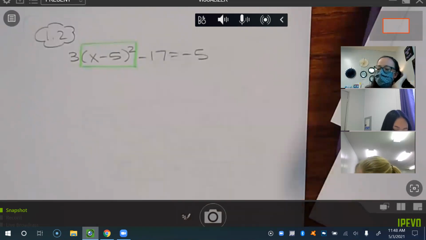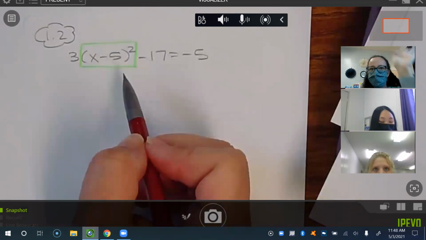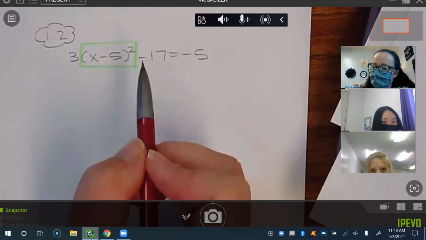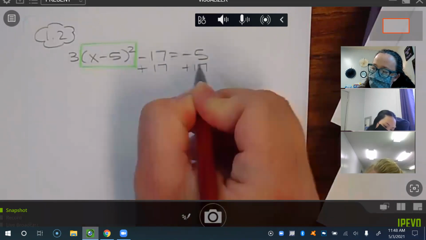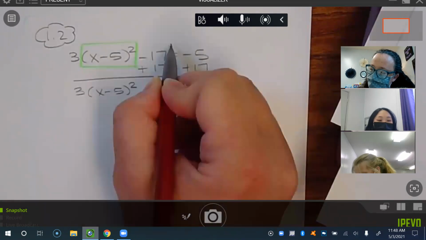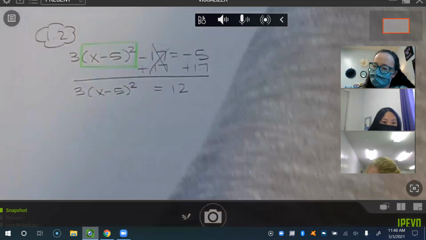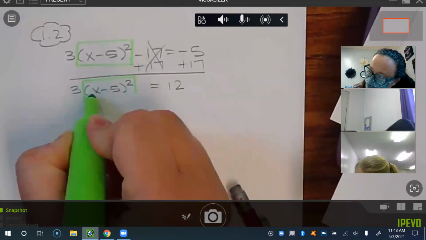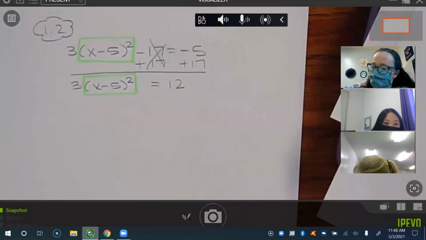Okay, now I can't distribute the 3 because this has a square on it. That ruins that. Normally you would, but because that has an exponent, we can't do that. Okay, so add 17. Okay, so remember, we need to get this by itself. We're closer, but we're not there yet. So I added 17. What now?